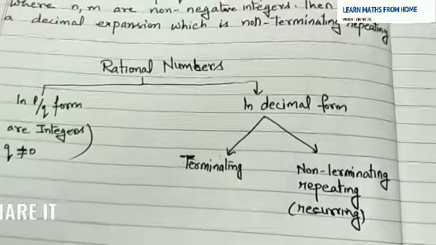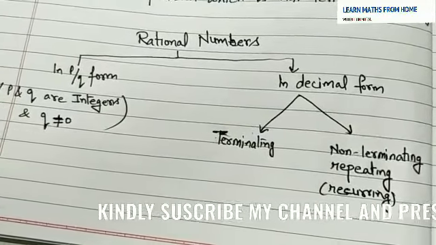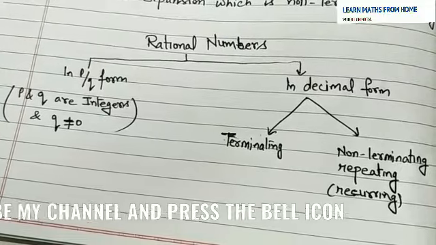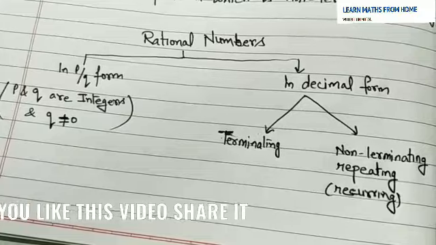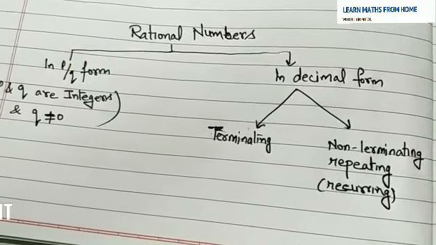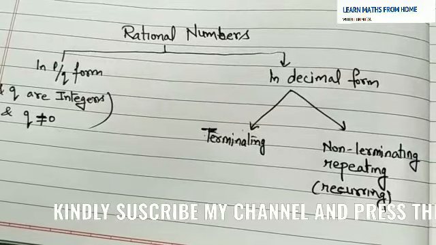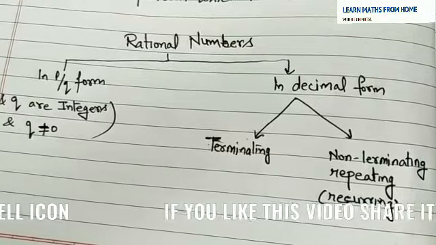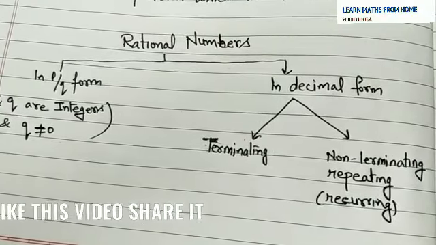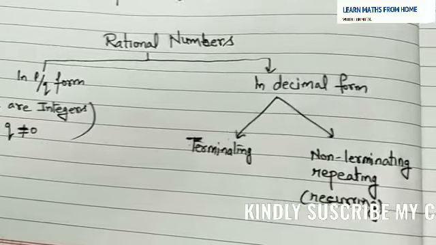So what do we conclude? We conclude rational numbers can be represented in two ways. One in the form p over q, where p and q are integers and q not equal to 0, which you have done in class 7. And rational numbers can also be represented in decimal form. But in decimal form, rational numbers will be of two types: one terminating, one non-terminating repeating. So let us see some examples.